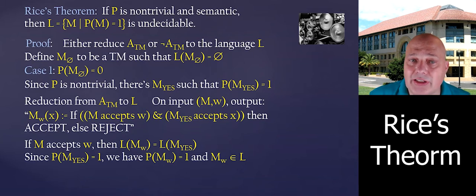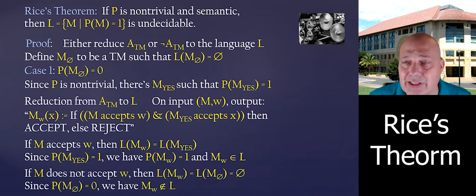Since the property holds for M_ES, we have that P of M_W is 1 again, because the property is semantic. So it holds for M_ES, and the languages are the same, so it holds also for M_W, meaning that M_W is in L. So what we get here is that if ⟨M,w⟩ is in A_TM, M subscript W is in L.